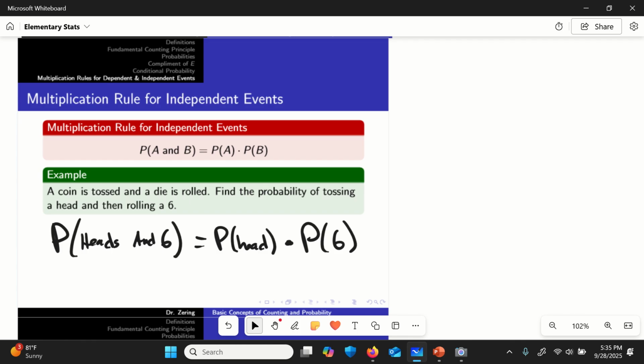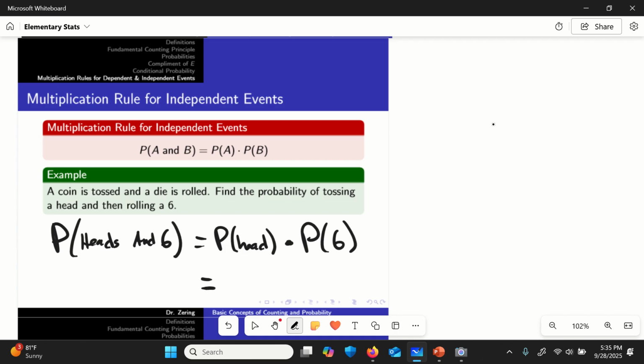Both of these events are taking place in a situation where all the outcomes are equally likely when you look at them separately, right? When you toss a fair coin, you have a half or 0.5 chance that you're going to get heads, half that you'll get tails. With the die, you have 6 different numbers. Each of them has a 1/6 probability.